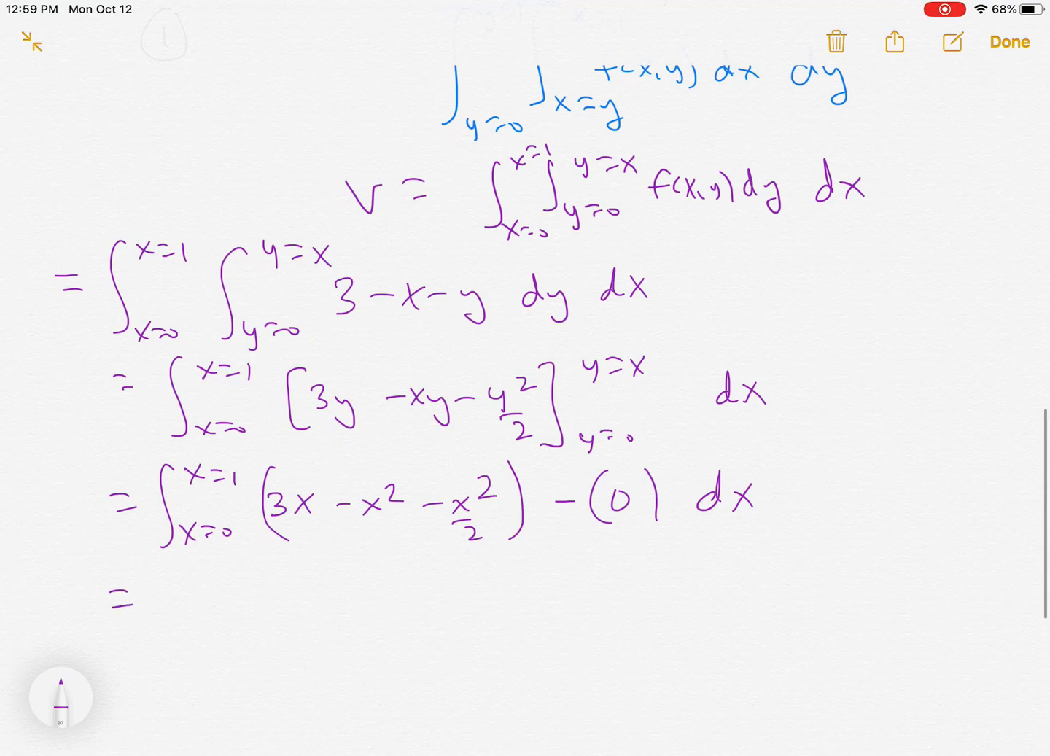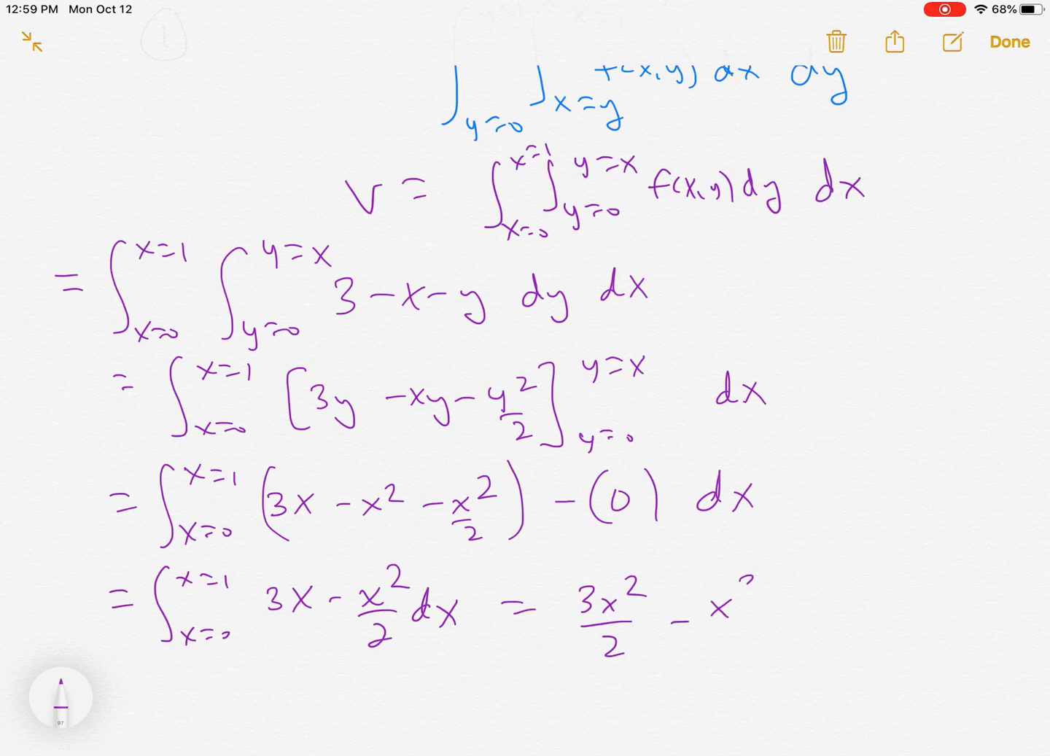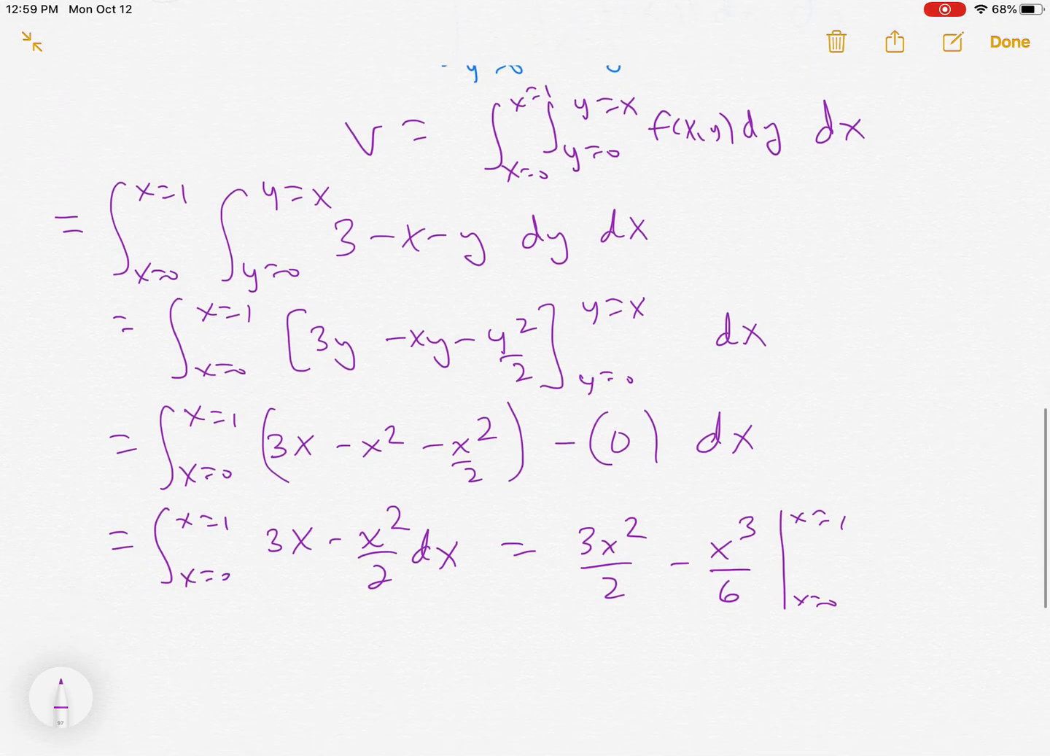And so now you get 3x, integrate again, you get 3x squared over 2 minus x cubed over 6 from x equals 0 to 1, which is 3/2 minus 1/6.